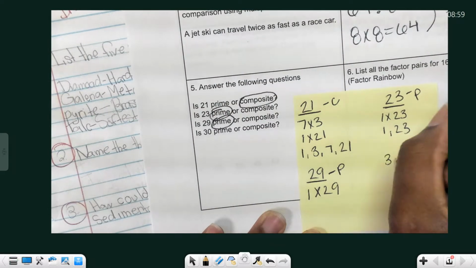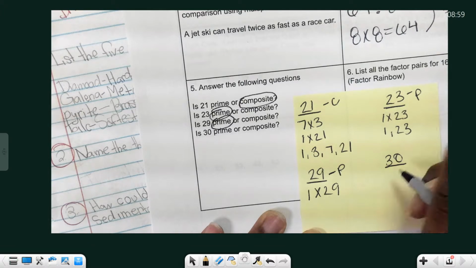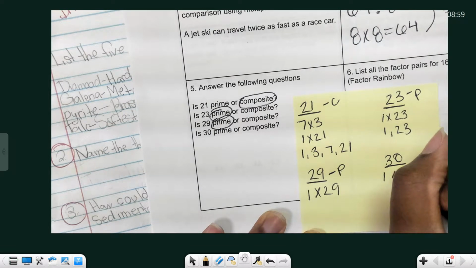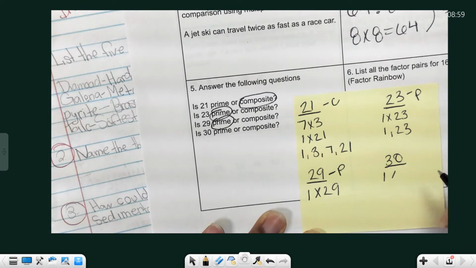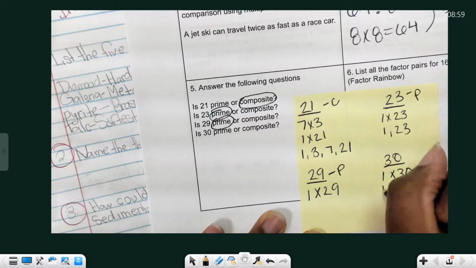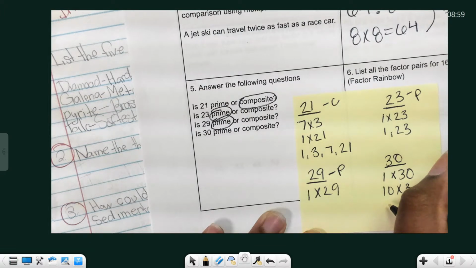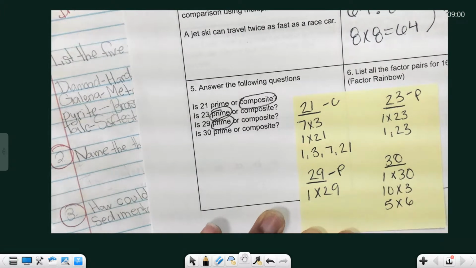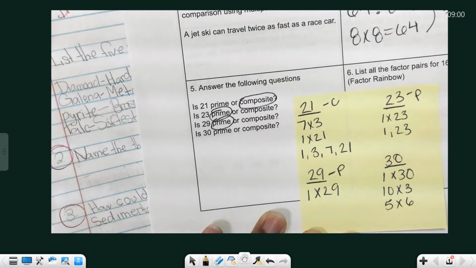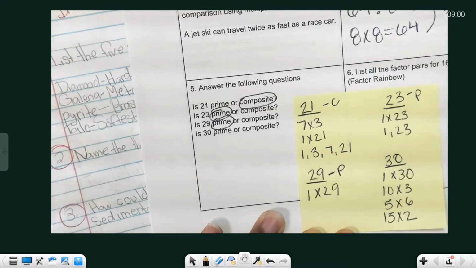Okay, and your last one, 30. 1 times 30. Another one, Kaylee. 10 times 3. Another one, Jamaria. 5 times 6. All right, anything else? You sure? Yes, it is. 13 times. Chloe. 15 times 2. Now we list them in order from least to greatest.